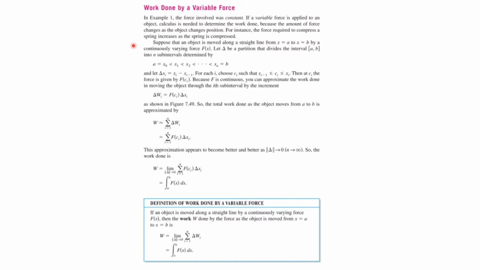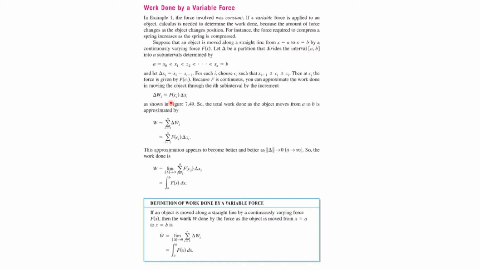We're going along a straight line, and we're moving from x equal a to x equal b. So we bust this into a whole bunch of little pieces, where we go from a, which we'll call x0 here, to b, which we'll call xn, and delta xi is going to be the length of the ith interval. In each of these subintervals, we choose a value in there, and we just say, well, what's the force at that point?